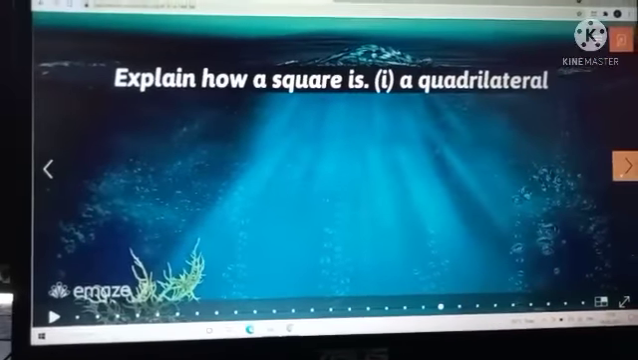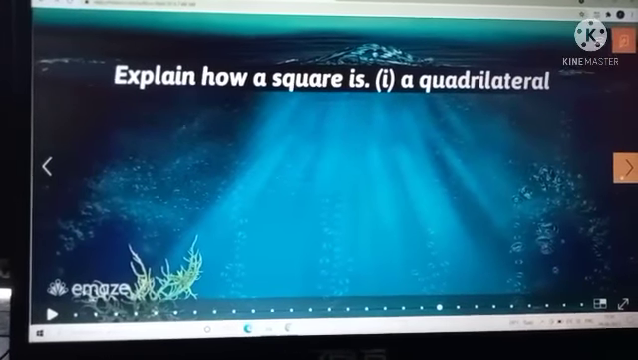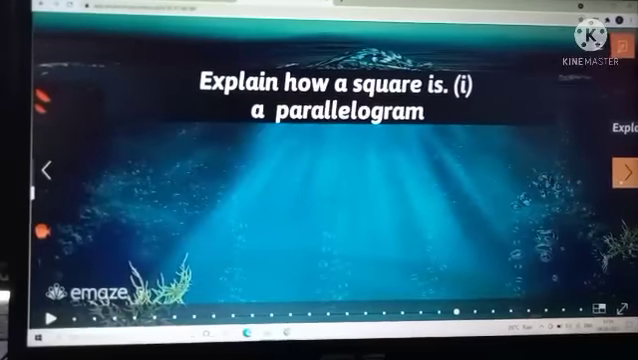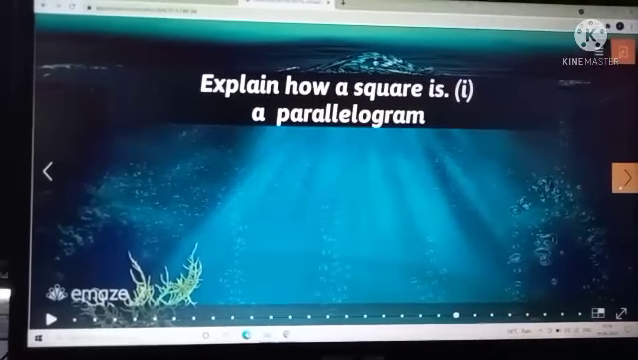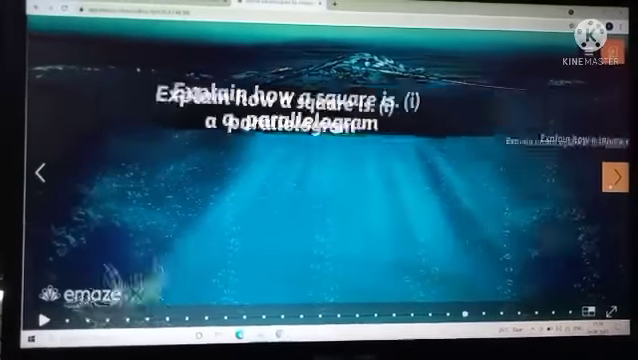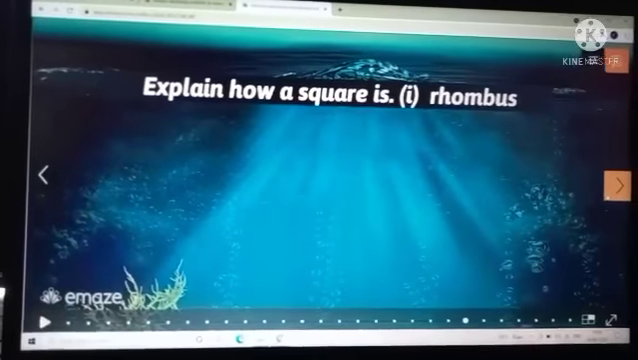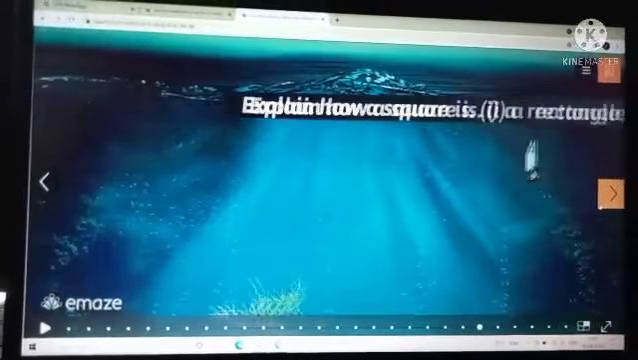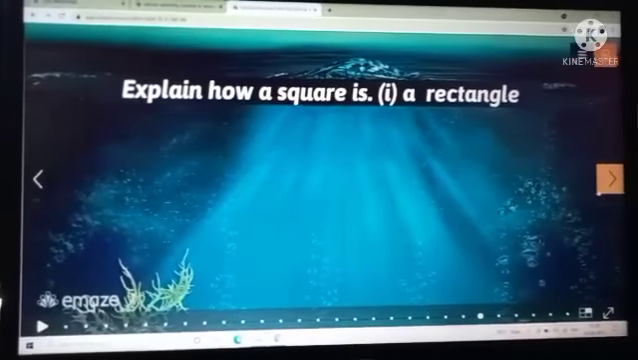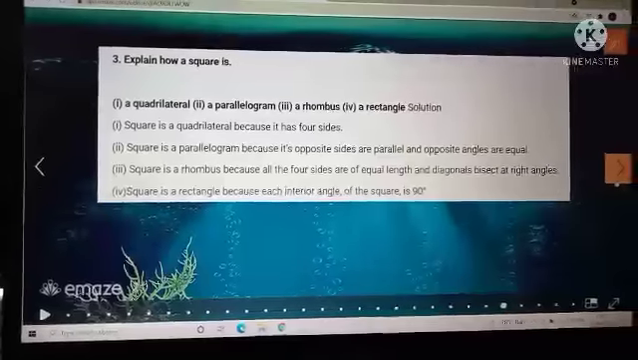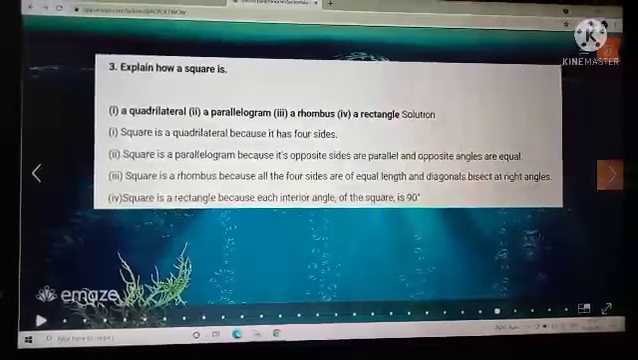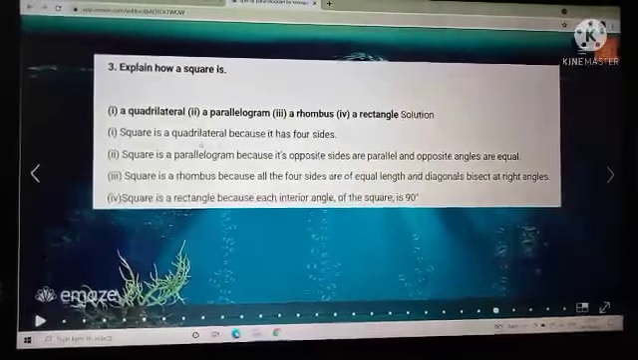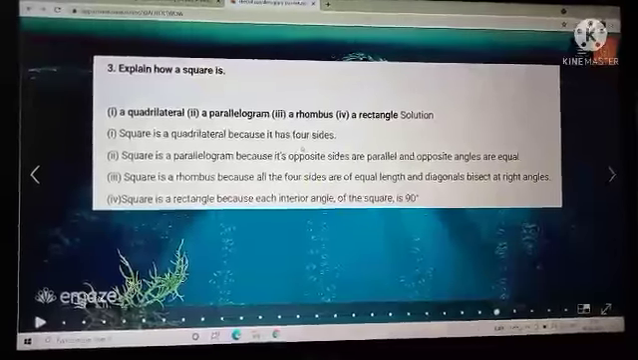Explain how a square is a quadrilateral. Explain how a square is a parallelogram. Explain how a square is a rhombus. Explain how a square is a rectangle. Let's see the solution. How is a square a quadrilateral? A square is a quadrilateral because it has 4 sides.